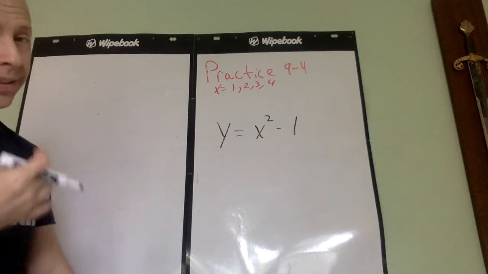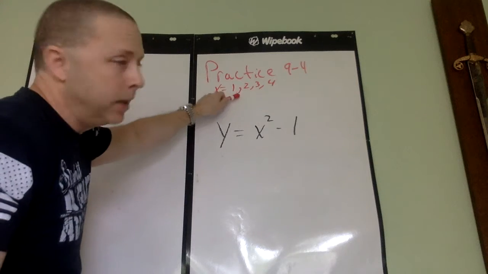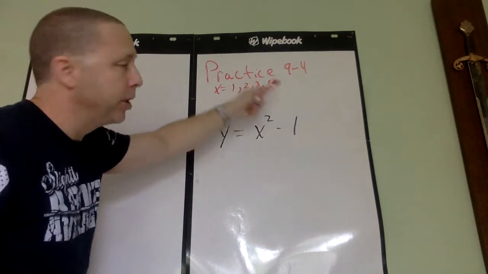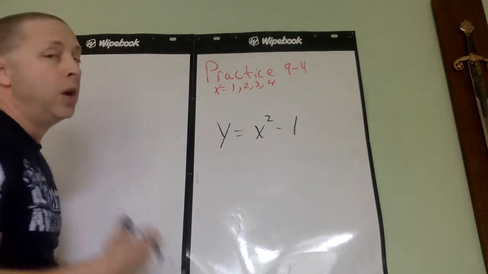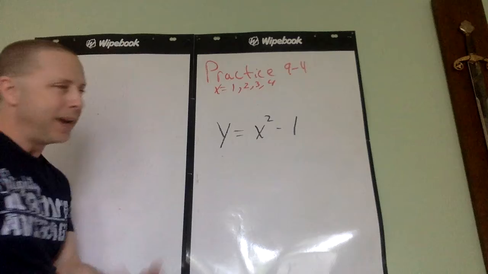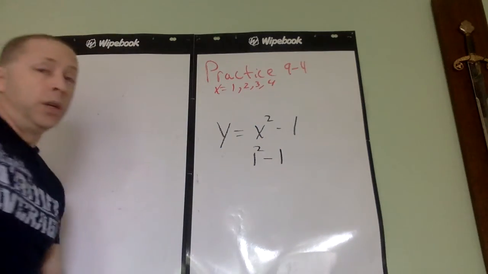All right, so again, the same principle holds true. They want to know if x equals 1, what's the answer going to be? If x equals 2, what is the answer going to be? 3 and 4. You should get the pattern by now. So I literally plugged 1 into the x spot. I'll rewrite it for you: 1 squared minus 1.